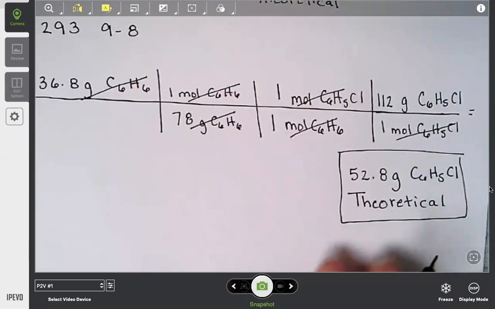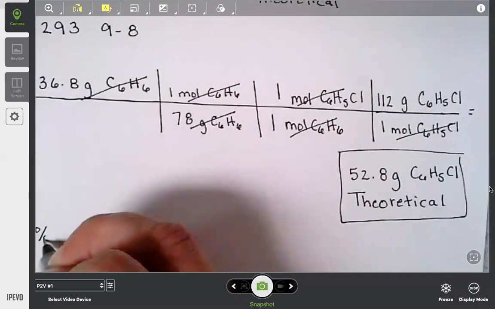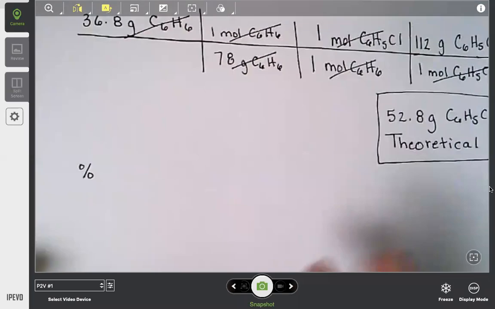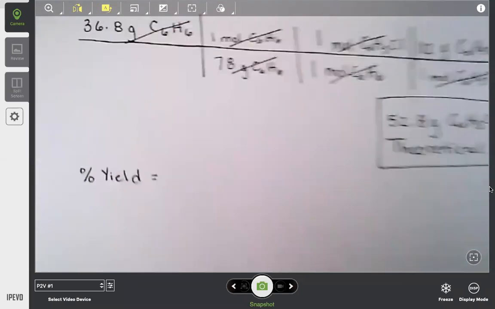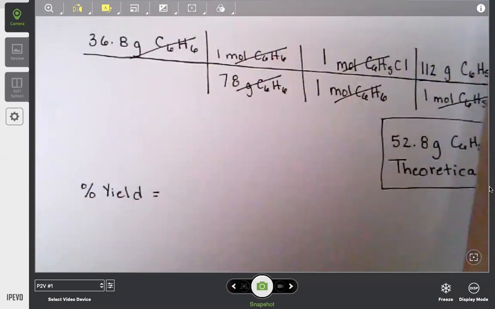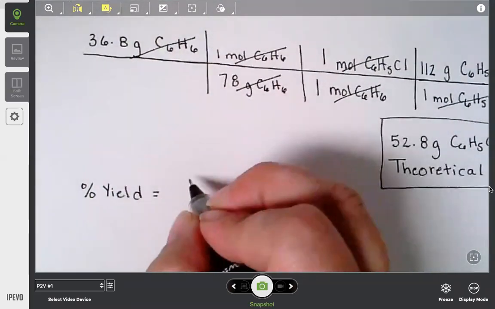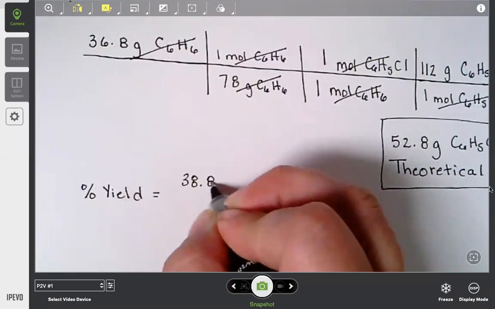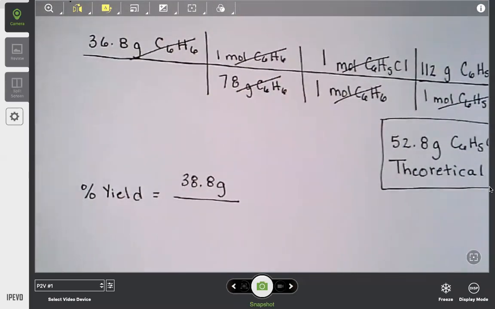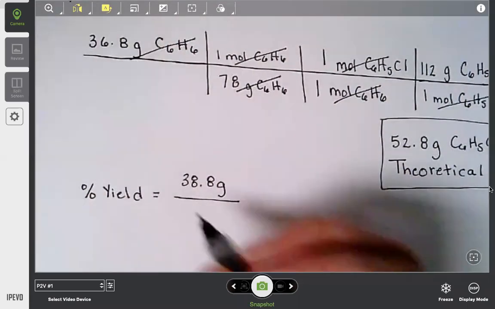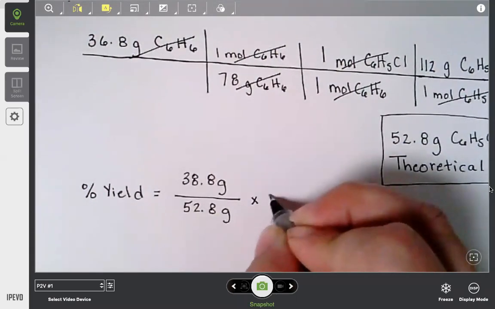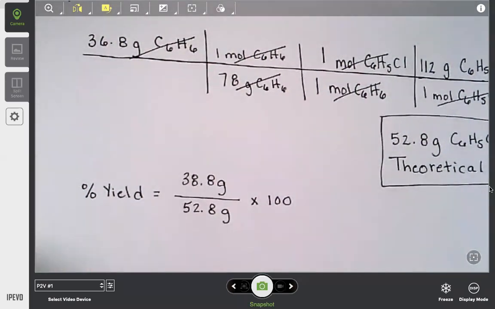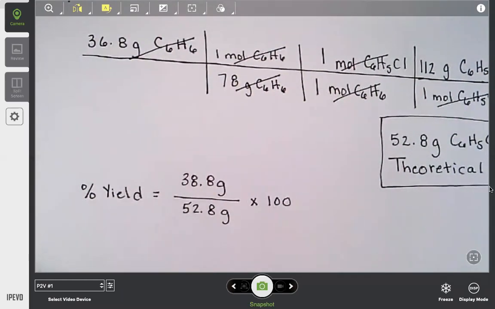To calculate the percent yield, the percent yield is going to be the actual yield. So you have to look at your problem. It tells us the actual yield of C6H5Cl is 38.8 grams. And then the theoretical yield is what I just calculated, which is 52.8 grams. I'm going to divide those numbers, multiply by 100. 38.8 divided by 52.8 times 100.